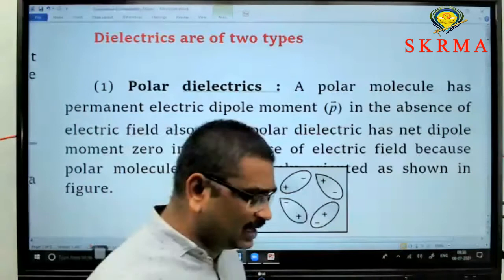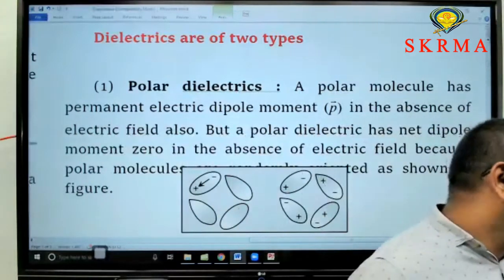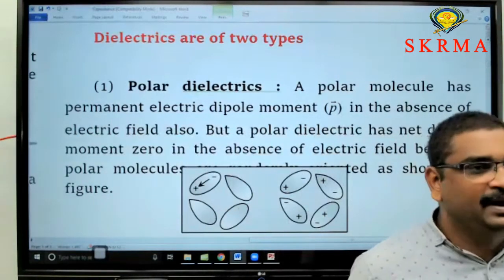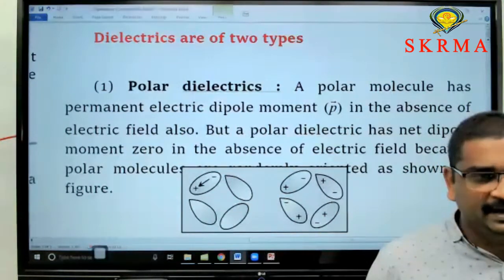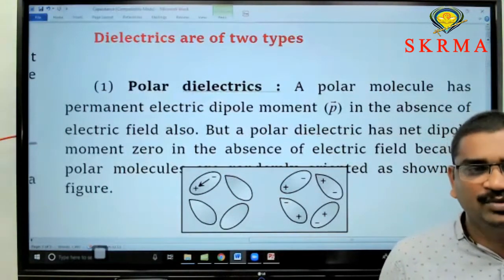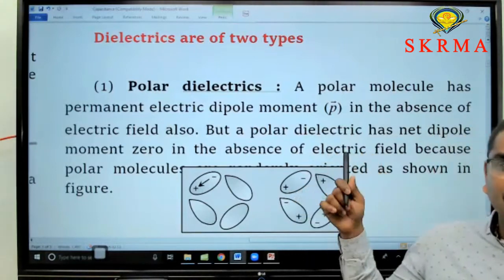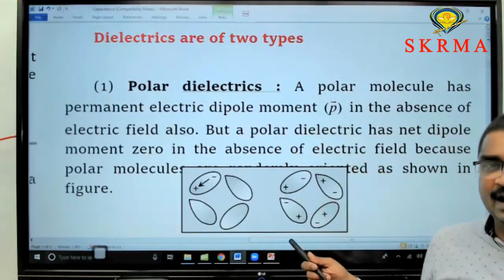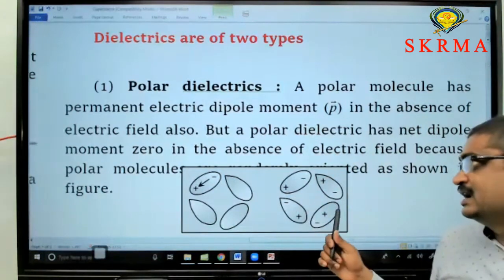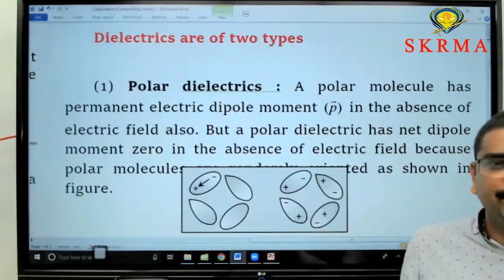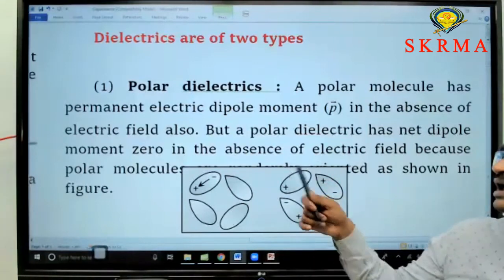So what is meant by polar dielectric? If a dielectric has a permanent dipole moment, then that is called a polar dielectric. And non-polar means if a dielectric does not have any permanent dipole moment, then that is called a non-polar dielectric.